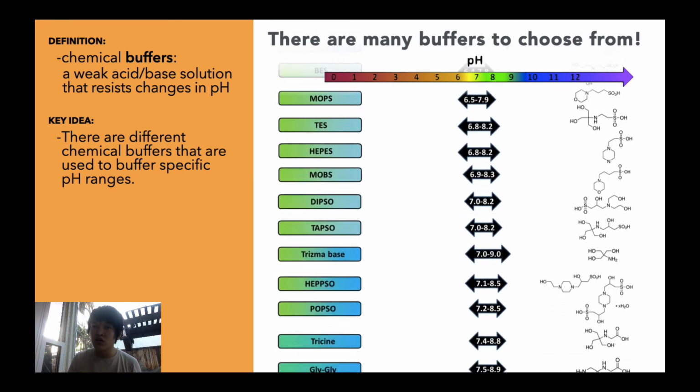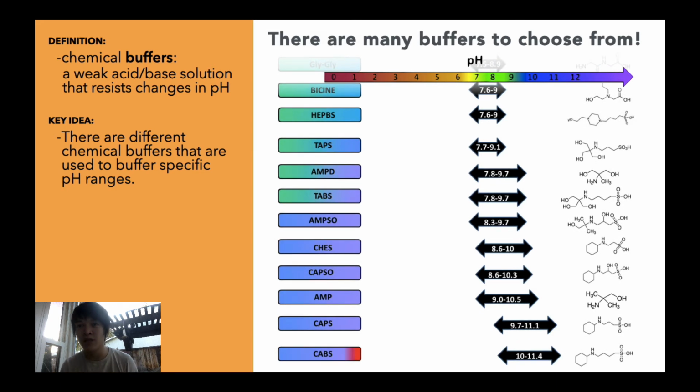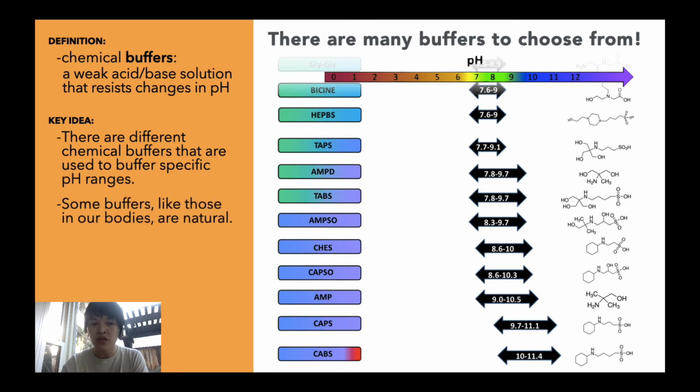You'll likely pick the buffer that's going to buffer at the correct range and costs less. That's basically cheaper. So there are a lot of buffers to choose from, and the ones in this list are artificially created. But even though there are artificial buffers, there are ones in our bodies that are natural. All right, so there are naturally occurring buffers in actual living organisms.